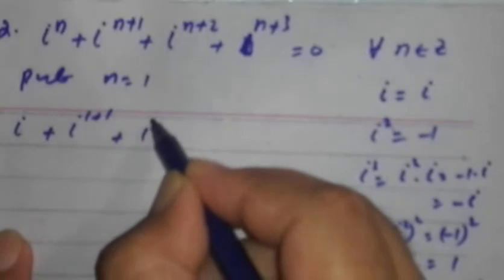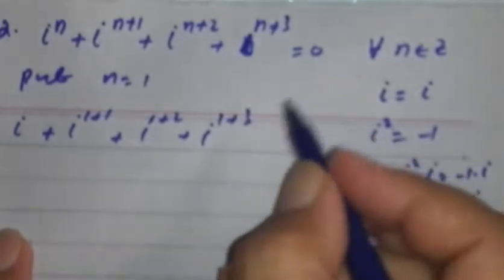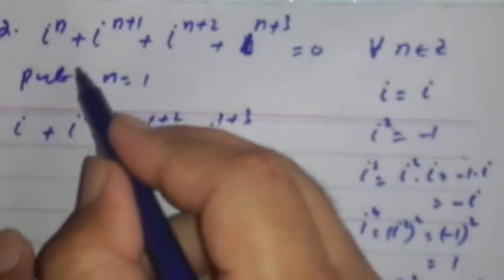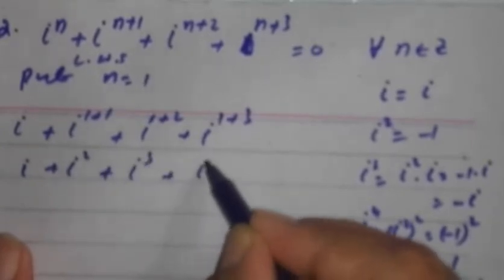Now look here. Put n equals 1, where n belongs to the natural numbers. So we get iota power 1, meaning iota, plus iota power 1 plus 1, plus iota power 1 plus 2, plus iota power 1 plus 3. Putting n equal to 1 in the left hand side, we get iota plus iota square plus iota cube plus iota power 4.